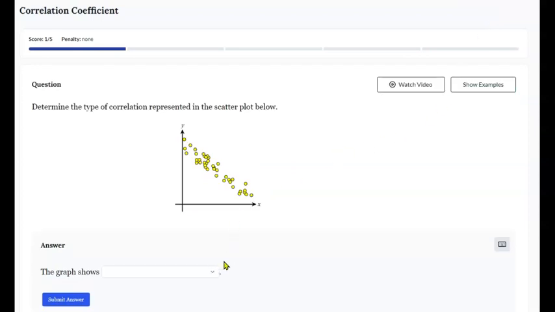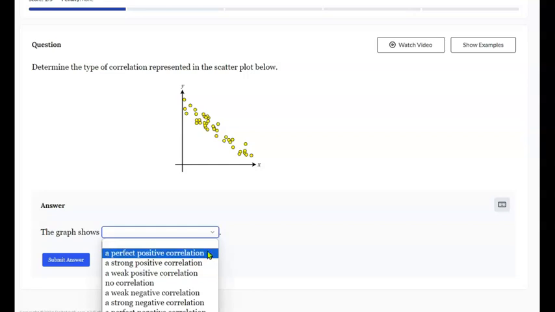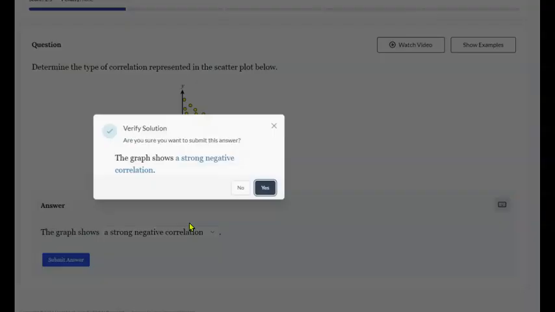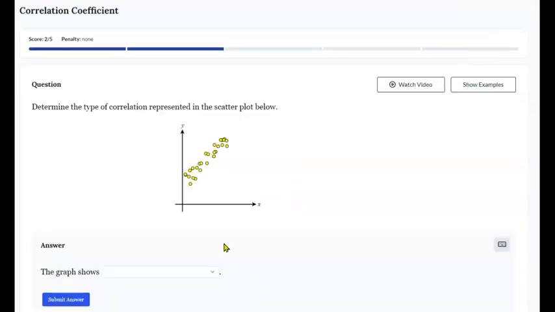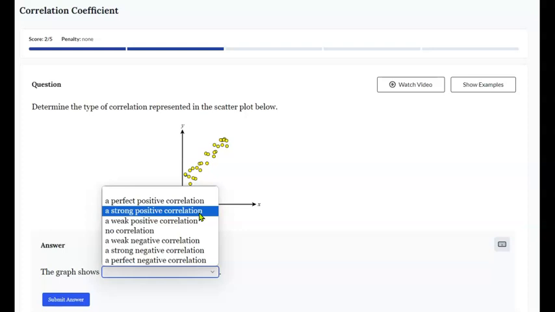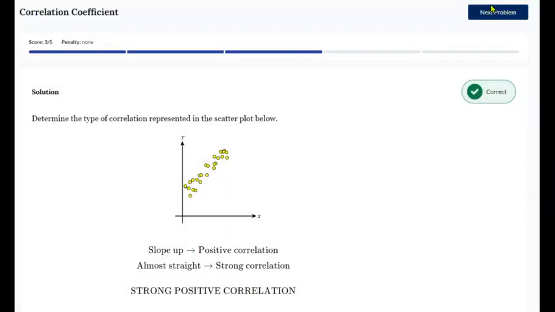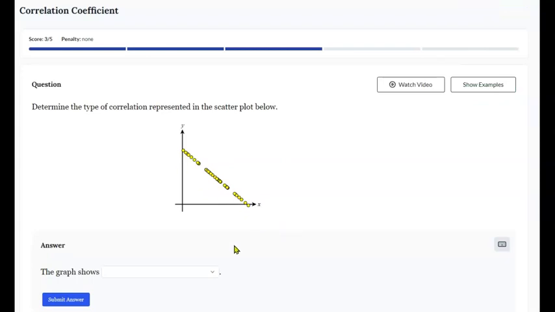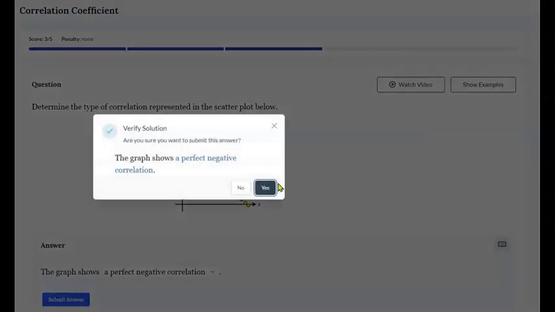Again, one more time. The dots are very close together, so that's strong, but they are going down, so we're going to call that a strong negative correlation. And then this one is a strong positive, but definitely not perfect. Perfect would be something like this. Perfectly straight, long line, that's a perfect negative correlation.